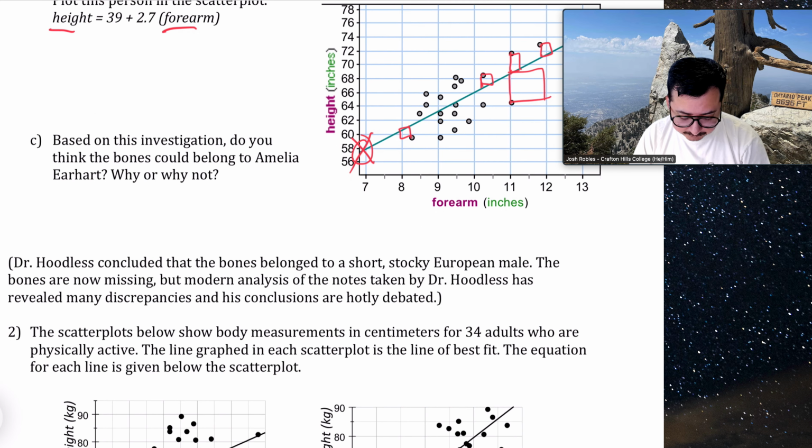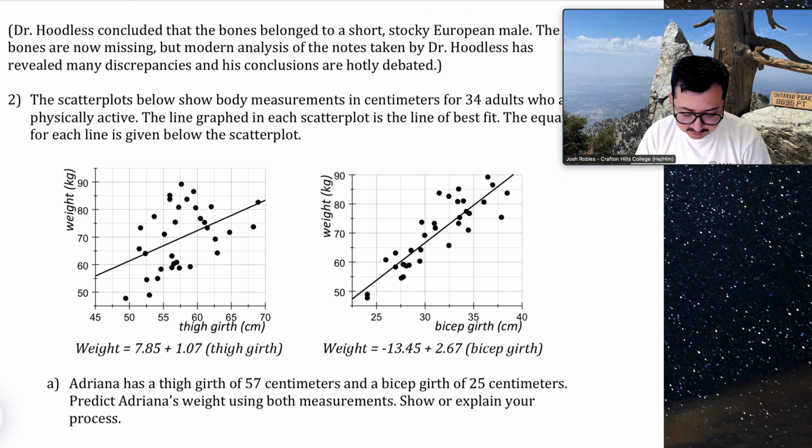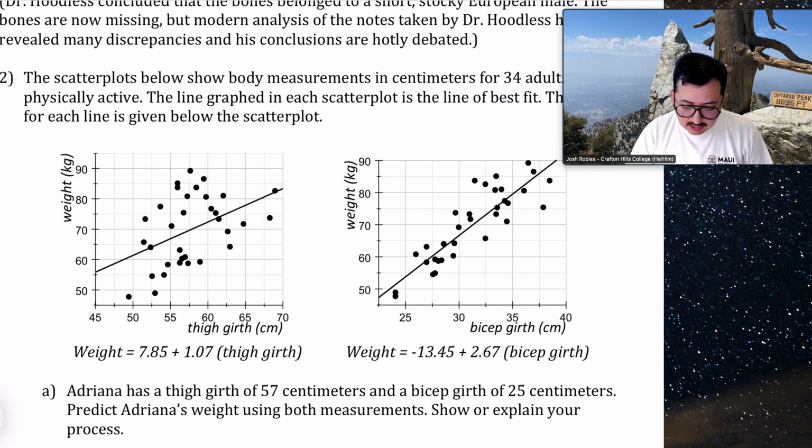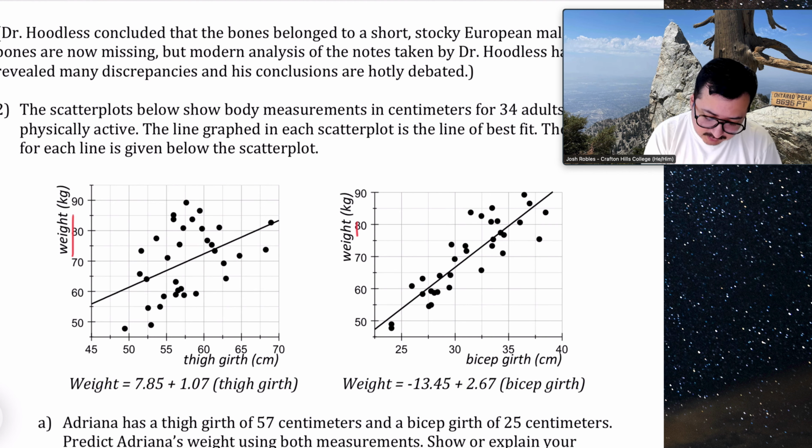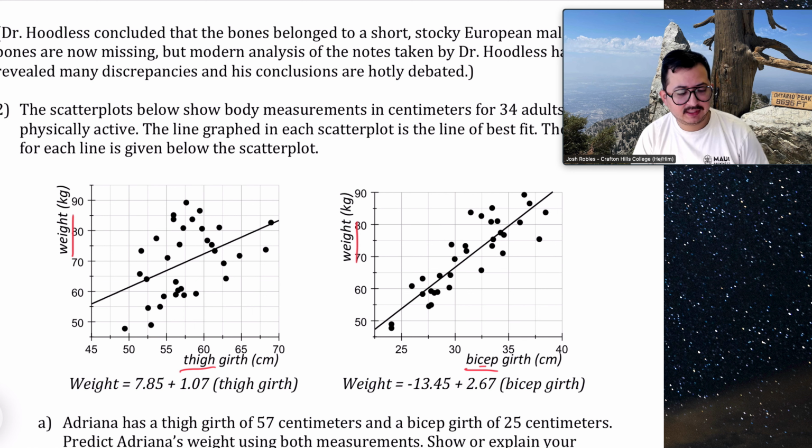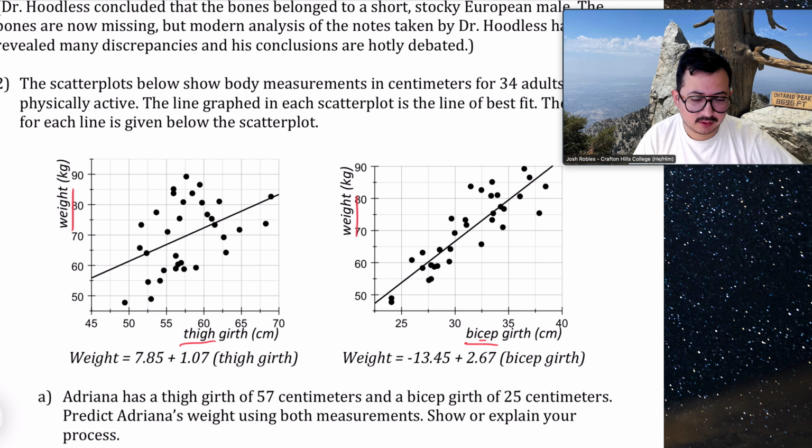Okay, so here are some examples. These are 34 adults who were physically active, trying to predict their weight. So the predicting is the response variable. Trying to predict it from their bicep versus thigh girth. So if you measure the size of your bicep versus thighs, which one better predicts your weight? Well, that's going to be the context of the question here.